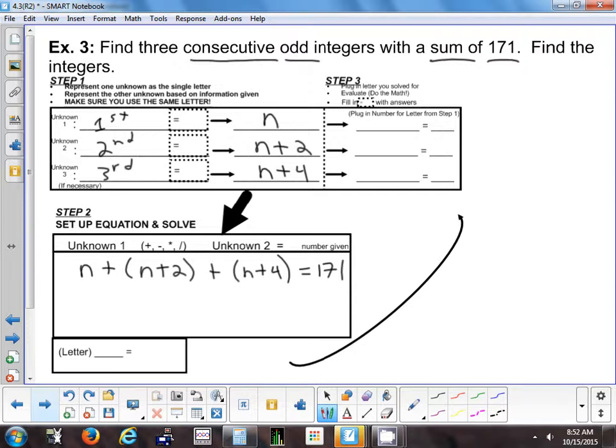And now from here, we're just doing what we did again in the last problem. So, combine your like terms, solve for n. N plus n plus n, like 3n. Yeah, you're going to see 3n a lot. Okay, that 3n is going to pop up a lot. 2 plus 4, 6. And what's still on the other side? 171.